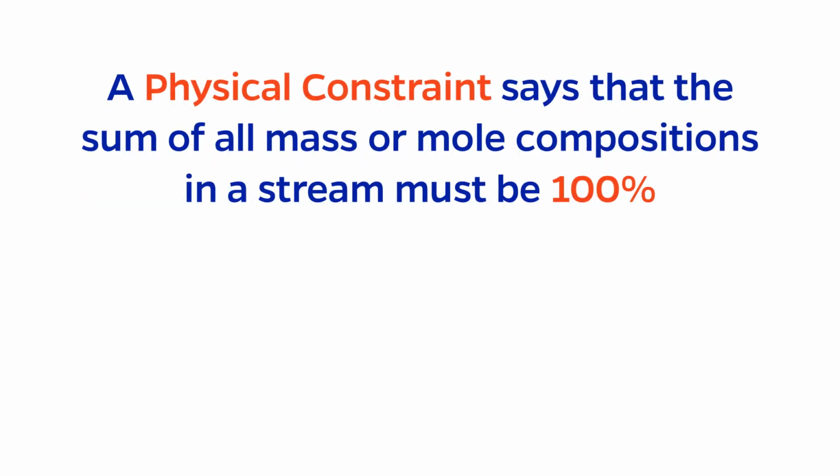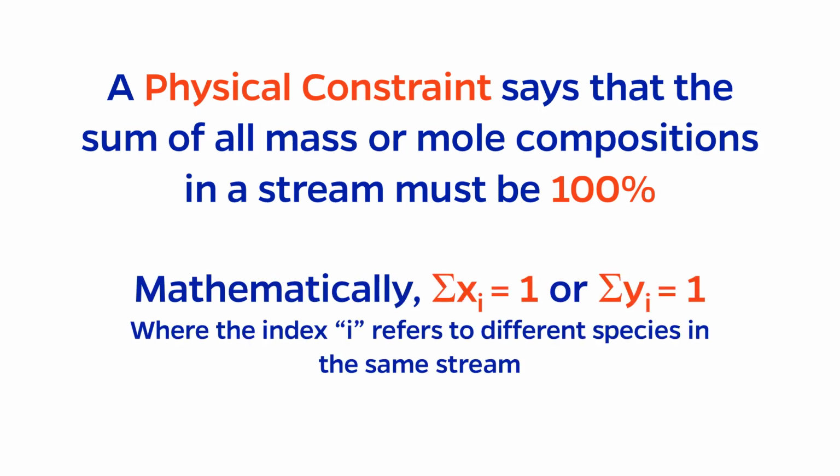The first type of equation is one that I alluded to several times in the last episode. A physical constraint says that the composition of every stream must add up to 1, or 100%. Mathematically, we say that the sum of xi, meaning mass fraction, or the sum of yi, meaning mole fraction, equals 1. Here, the subscript i is referring to different species within the same stream number.